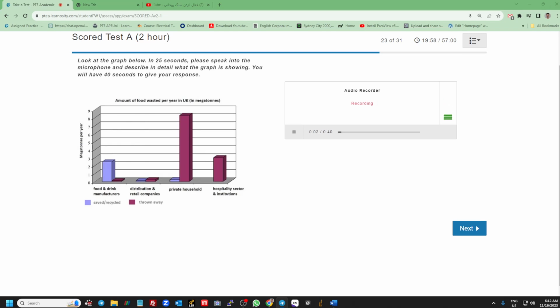This image describes the amount of food wasted per year in the UK. It also provides information about the topic in different categories such as management per year, megatons per year, food and drink manufacturers, distribution and retail companies. It is clear from the image that some figures are highest and lowest. After analyzing this image, it can be concluded that there are many important facts and figures, such as private household, hospitality sector and institutions, distribution, retail companies, and food and drink manufacturers.